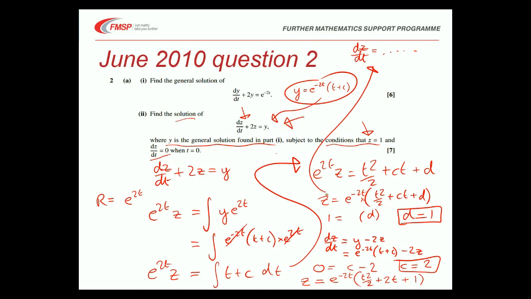Quite often, though, you'll find yourself differentiating the solution you get in order to use a condition on the derivative of the solution.